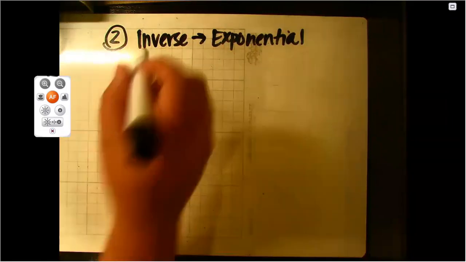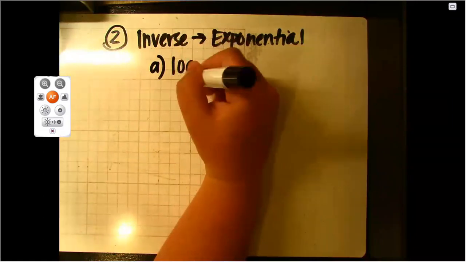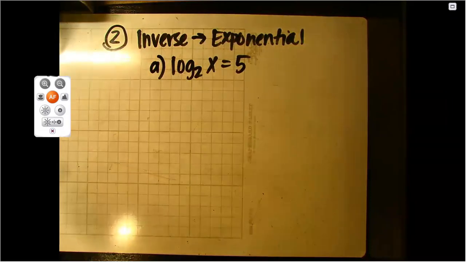All right, so for example, log base 2 of x equals 5. Now I'm going to show you two ways that we've done this problem. No, I'm not. We're going to do one way.